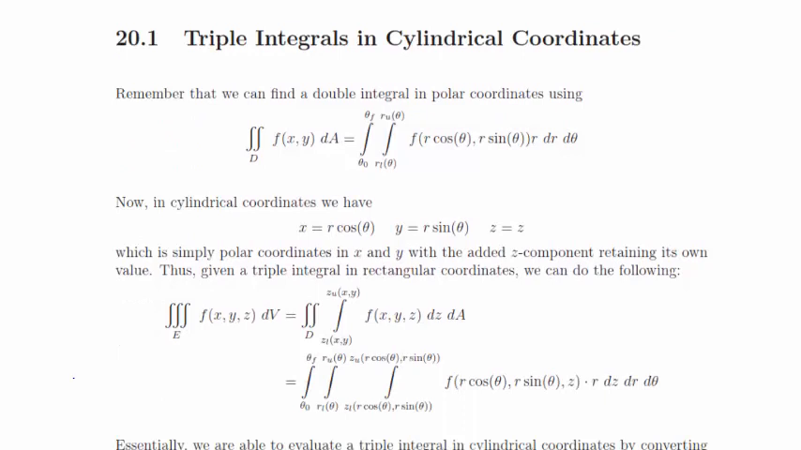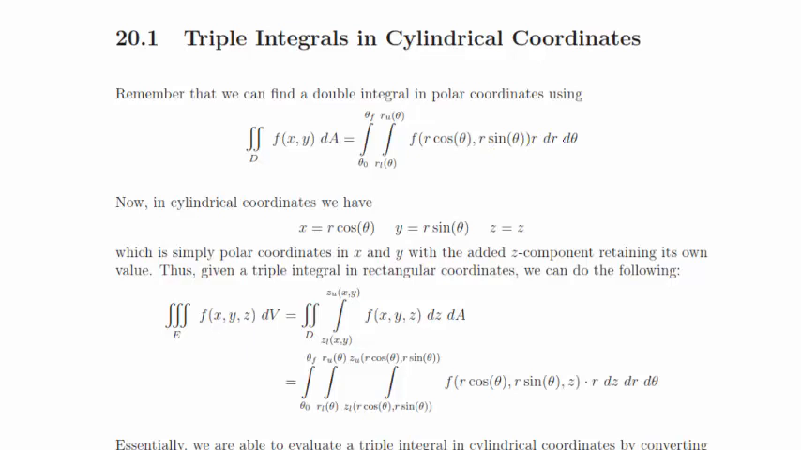Section 20.1, Triple Integrals in Cylindrical Coordinates. So this is really a simple extension of polar coordinates. Remember, we can find a double integral in polar coordinates using the double integral over a domain D of f of x comma y dA equals the integral from theta naught to theta final of the integral from the lower radius as a function of theta to the upper radius as a function of theta of f of r cosine of theta comma r sine of theta r dr d theta.